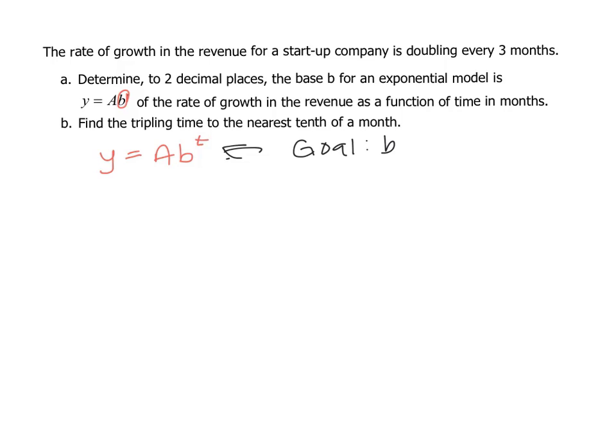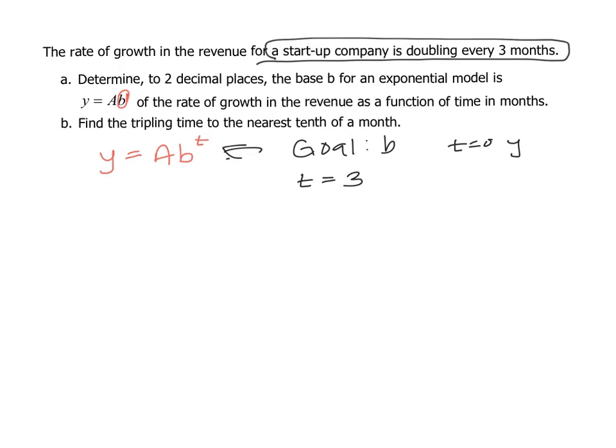We need to know something else in order to come up with this. It says that it doubles every 3 months. So when t equals 3, whatever we start out with is going to be doubled. And remember, with exponentials like this, if t equals 0, you're going to have y equals a times b to the 0. That is 1. So if we double that, then we're going to have 2a equals a b cubed, and we can use this to solve for our b.